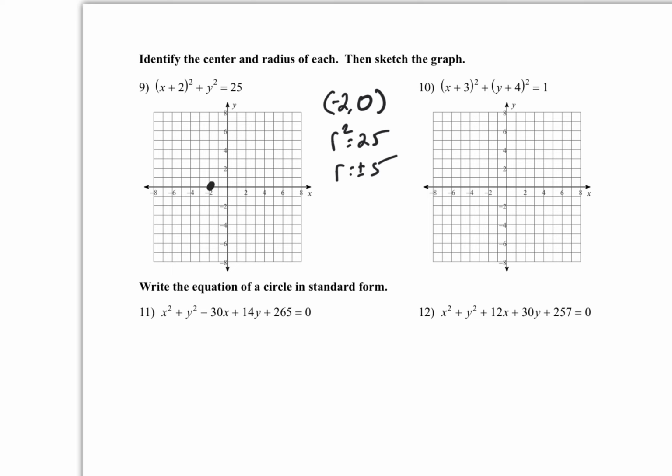So we've got a dot at negative 2, 0. And then from that, you can go up 5, left 5, down 5, and right 5. And then make sure you draw a nice clean circle. And you're done. Good.